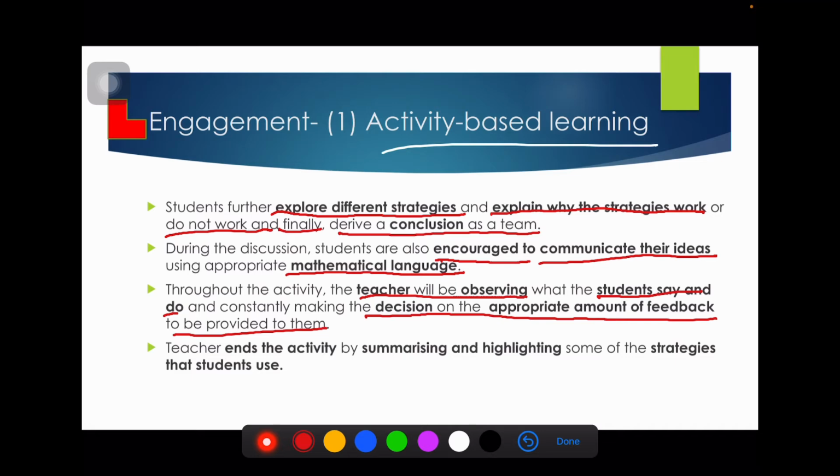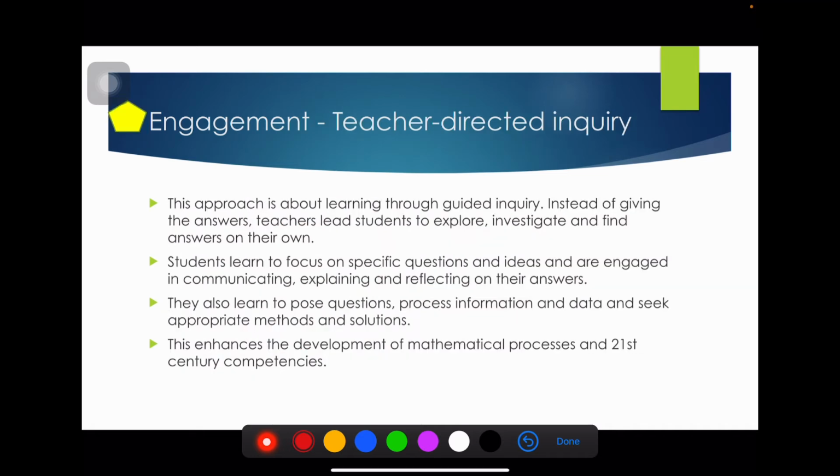Okay, the teacher ends the activity by summarizing and highlighting some of the strategies that students use. So activity-based learning is not just students carrying out the activity and just finding out what they need. No, there are steps. So look back at the steps from the very beginning of activity-based learning until the end. Okay, this is the second type of method, which is teacher-directed inquiry.